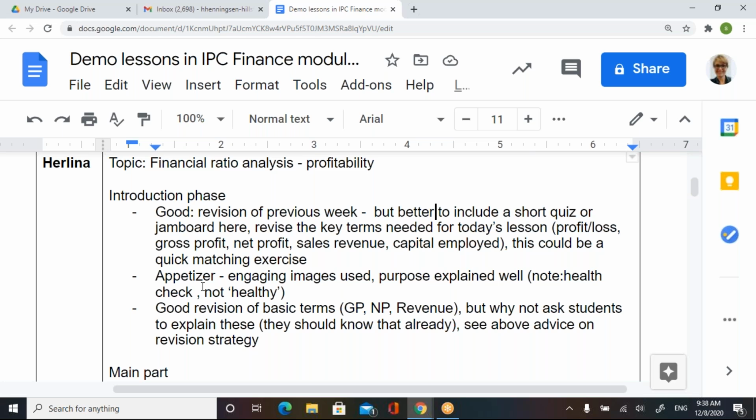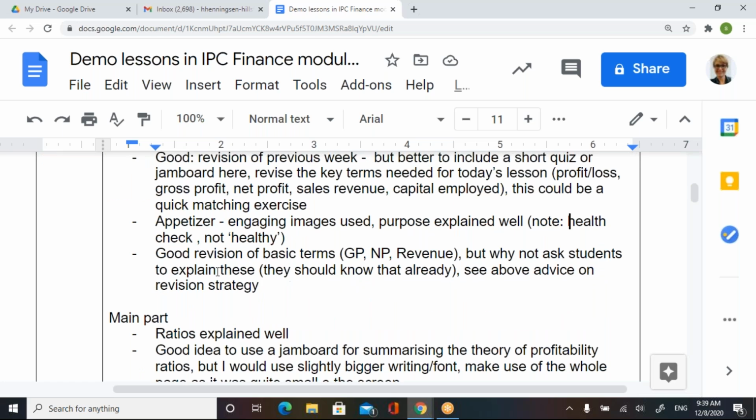And I really like the engaging images that you used on your introductory slides. I think images are so important for students in terms of getting them interested and getting them engaged in the lesson. I thought you explained the purpose of financial ratios really well. Just note, you've called it, I think, a healthy check. It would be called a health check. Yeah, okay. Because it's a check of the health of the business, and the word healthy doesn't work, so just change that in your slide.